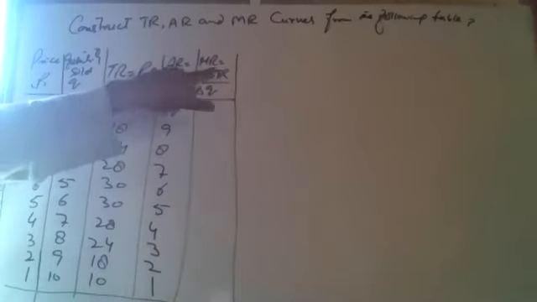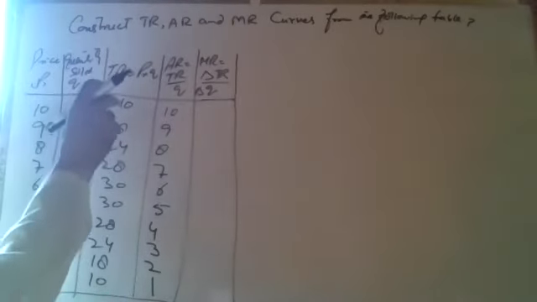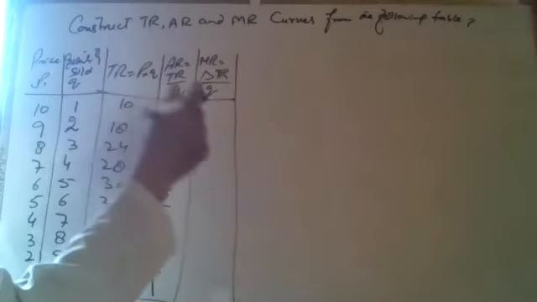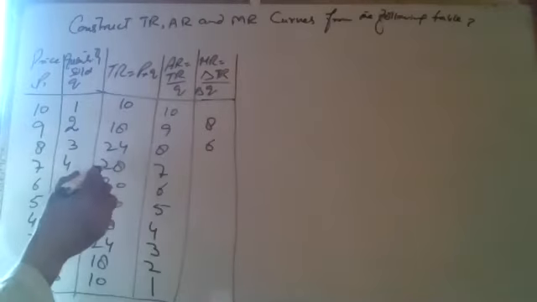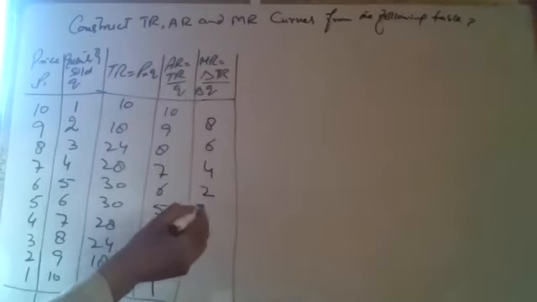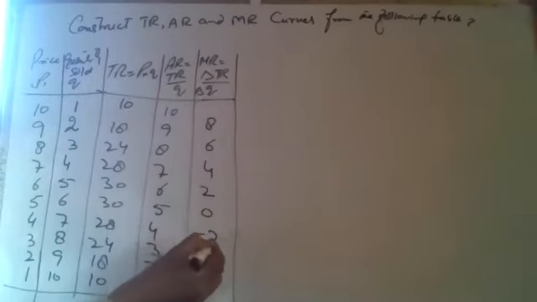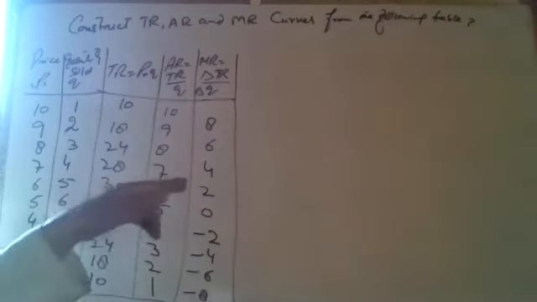Now, what is marginal revenue? It is change in total revenue divided by change in Q. Between 10 and 18, what is the difference? That is the change in total revenue. 18 minus 10 is 8, then 6, then 4, then 2 (30 minus 28), then 0 (30 minus 30), then minus 2, minus 4, minus 6, and minus 8. So this is marginal revenue.